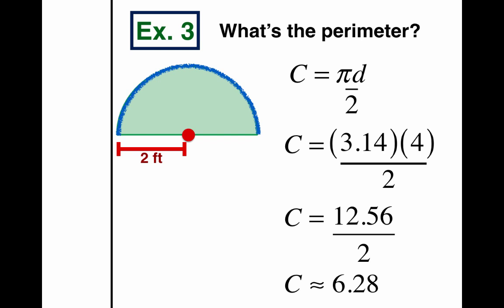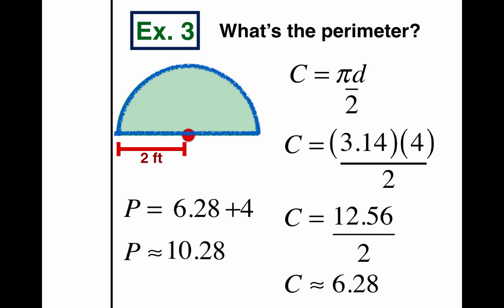So now we got a little more work to do. We need to get that line included. Remember that line is the diameter? So our perimeter is going to be the 6.28 plus that line, which is 4 feet long. We add that in our calculator or in our heads, and we get 10.28. So the full perimeter of this object, measured in feet, is 10.28 feet all the way around. Oops, I forgot my labels of feet. I better make sure I get that on there next.